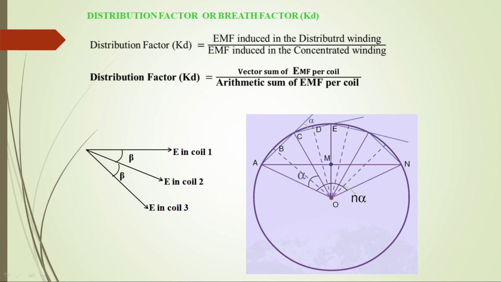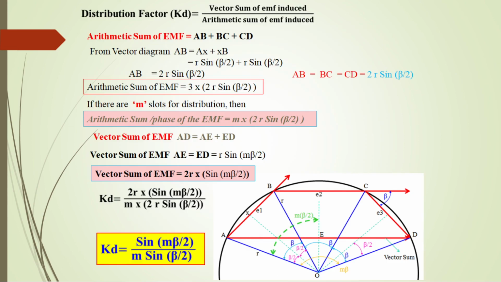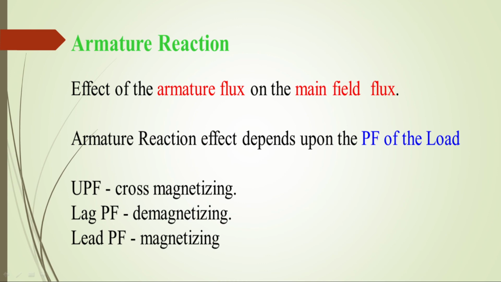Now let us see Kd, the distribution factor. It is given by EMF induced in distributed winding divided by EMF induced in concentrated winding, and it is the vector sum of EMF per coil divided by arithmetic sum of EMF per coil. So the Kd value we got is sin(m beta by 2) divided by m sin(beta by 2). So we are done with the EMF equation of alternator. Now we are going to another term, armature reaction.